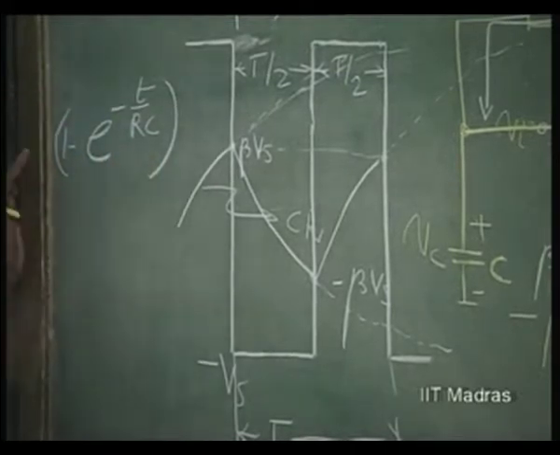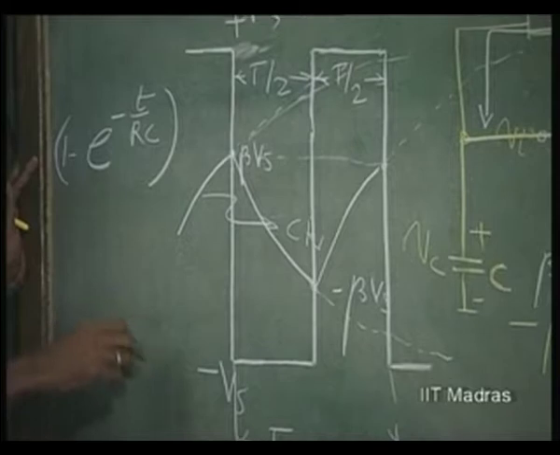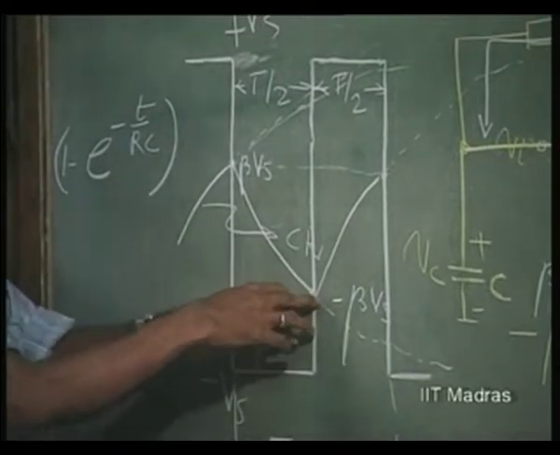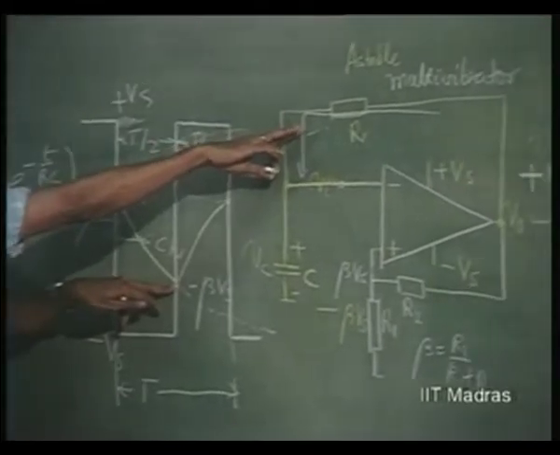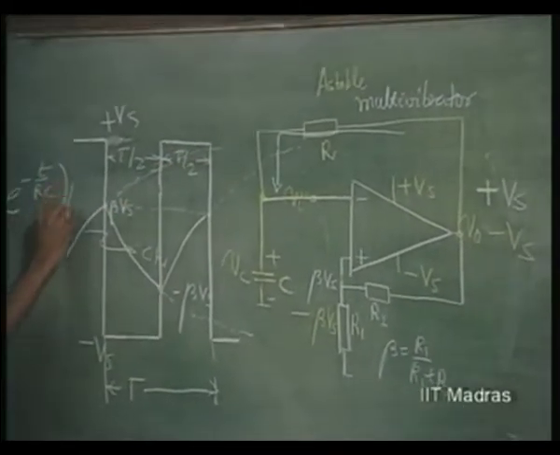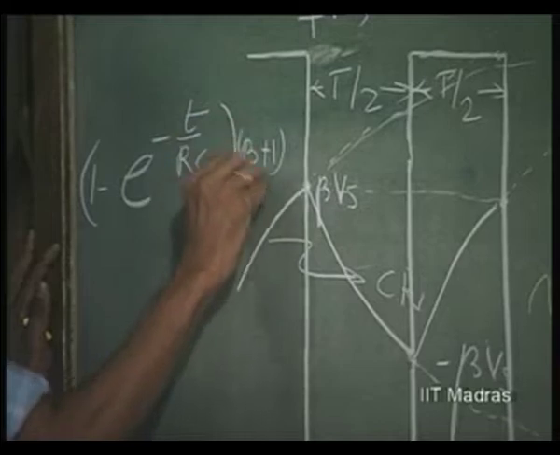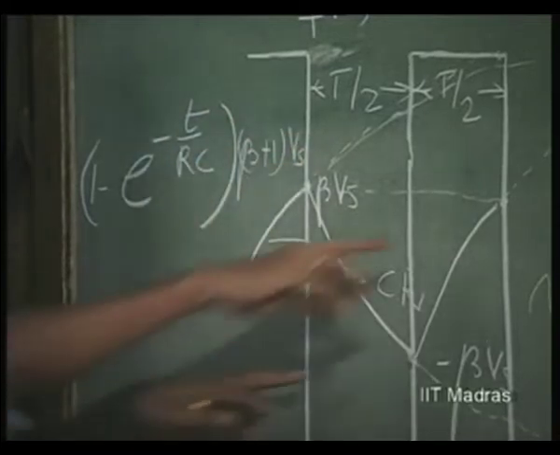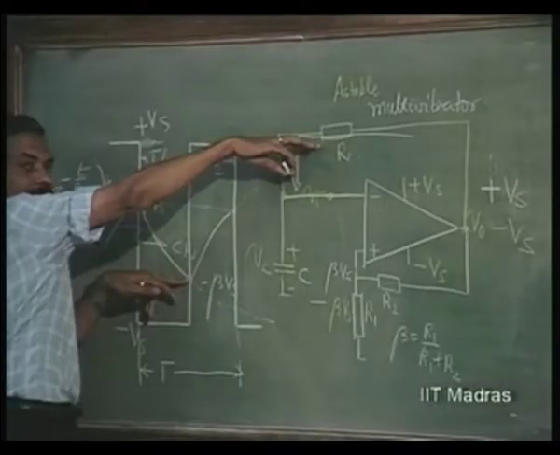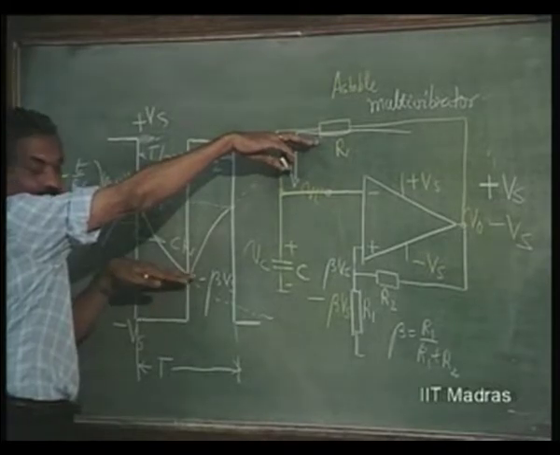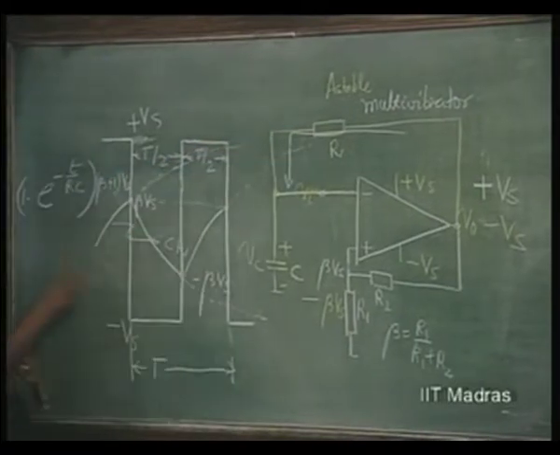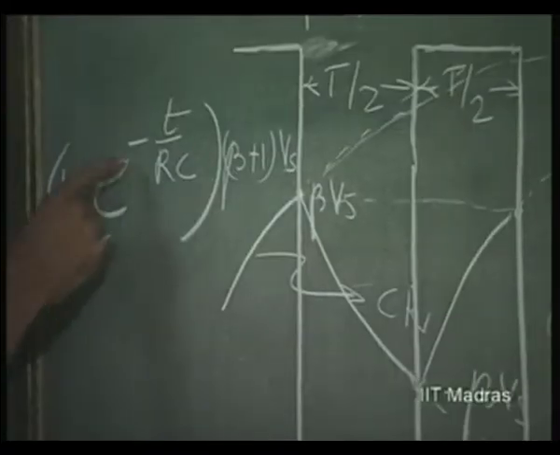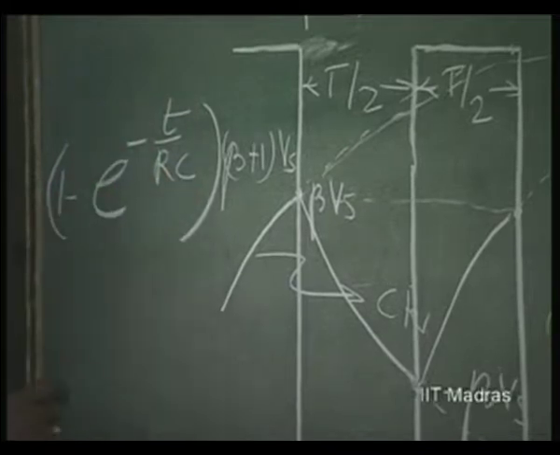This is the way voltage changes. The voltage applied here is from minus beta Vs, it is trying to go towards plus beta Vs. So, the total voltage applied is beta plus 1 Vs from here to this point, assuming that this is 0. So, from here to the top point it is beta plus 1 Vs, and it is going to change at 1 minus e to power minus t over RC, that kind of rate.